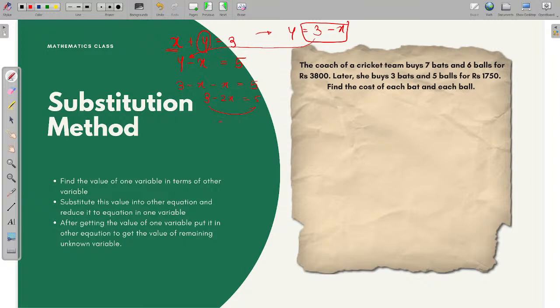From this I'll get the value of x, correct? And then you have to put this value of x in the original equation and you'll get the value of y also. Got it? So this is the substitution method. Let's try that with an example.